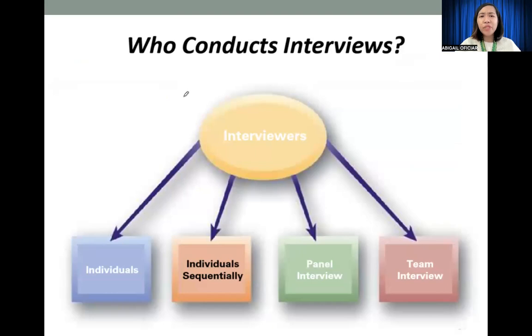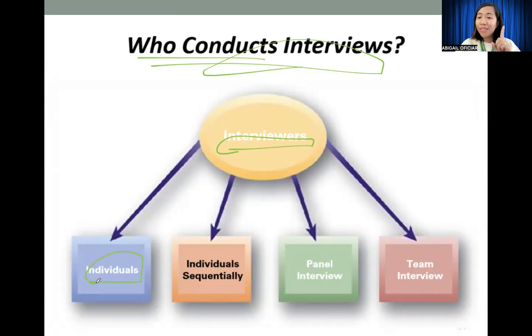Now, another question that we have to look into is, sino nga bang nagkakandak ng interviews? Okay, sino yung interviewers? I did not name the interviewers here because the company will appoint who will be the one to conduct the interview. So, it can be an individual, pwedeng mag-isa niya lang na mag-i-interview sa applicant. There is also possibility na individuals, madami sila, pero sequentially, meaning interviewin ka muna niya ngayon, or let's say HR, the HR chief, let's say, will interview the applicant.